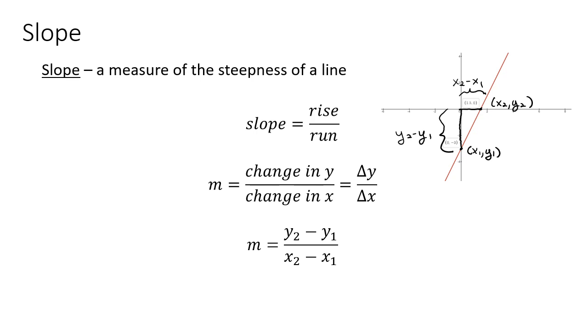Now if you're just given two ordered pairs, it doesn't matter which one you label as x1, y1, and which one you label as x2, y2. The only thing that matters is that you're consistent. Once you decide, the x and the y value of one ordered pair always comes first, and the x and the y value of the other ordered pair always comes second. You don't want to mix and match. Otherwise, the sign of your slope will be off.